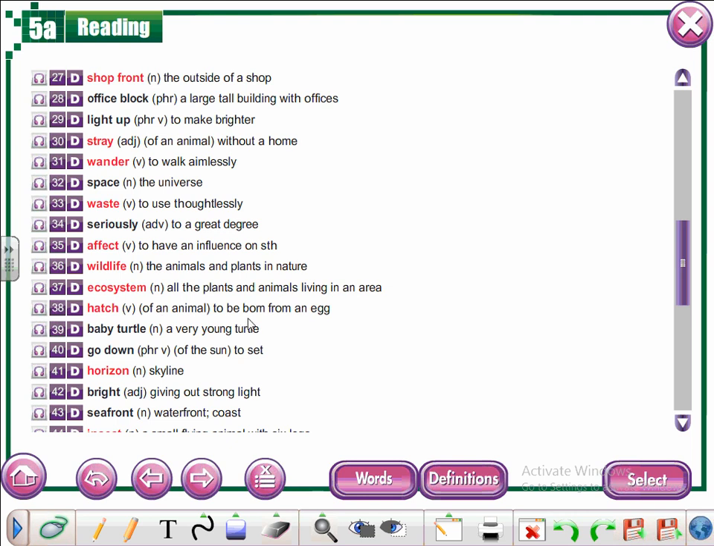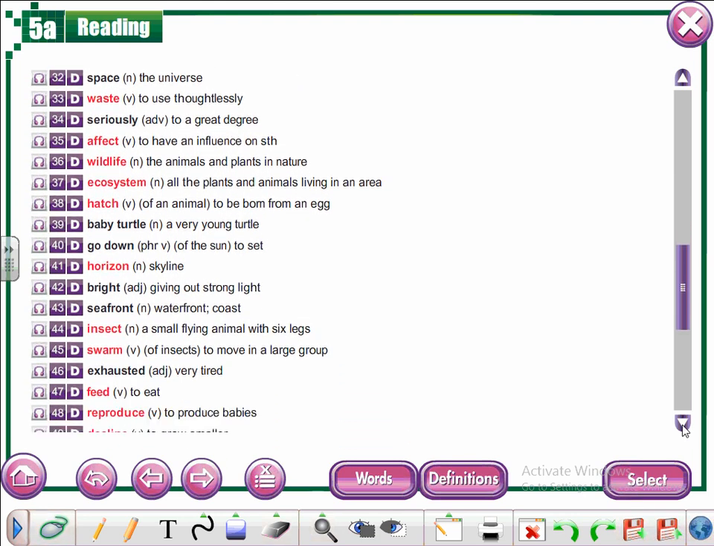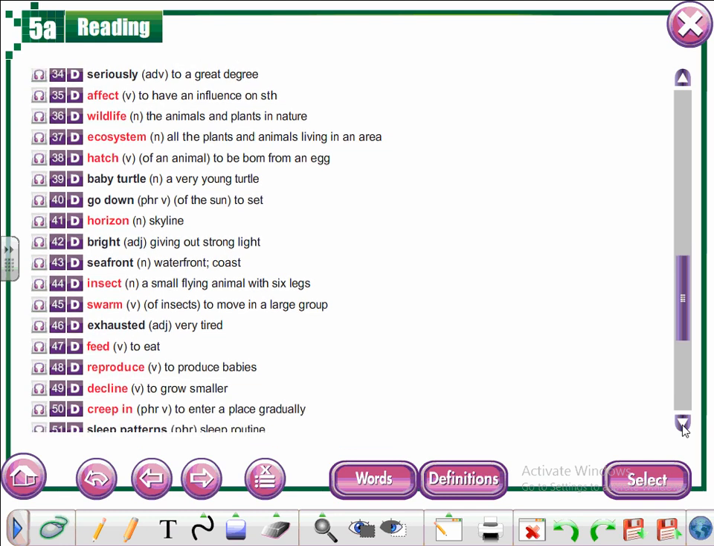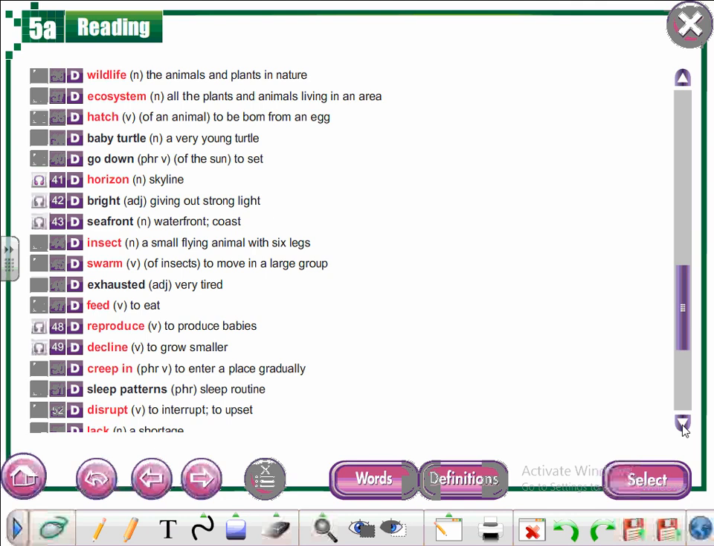Hatch, of an animal, to be born from an egg. Horizon means the skyline. We have insects, and swarm, of the insects, to move in a large group. So like when you find a lot of ants together, moving together, we can say that the ants are swarming. So they are moving in a large group. Feed means to eat. Reproduce, to produce babies, to have babies. Okay. Decline, to grow smaller, maybe to decrease. Creeping, to enter a place gradually.